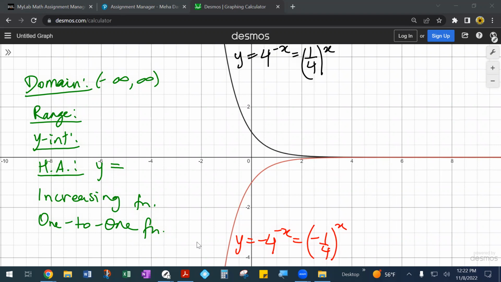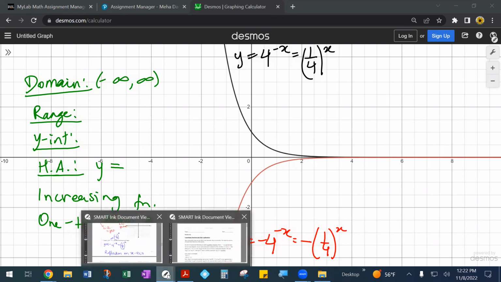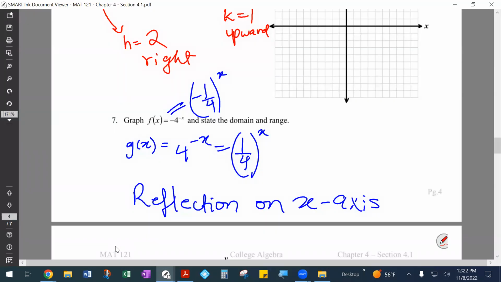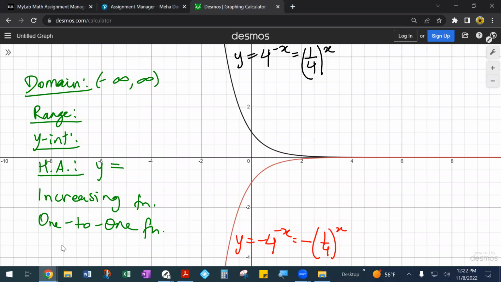Actually, I just realized. Negative is on the opposite. Because if you wanted to include the negative with the base, I would have put the negative 4 in parentheses. So the negative is actually outside and then the base is just 1/4 to the power of x. So for the red function, is our domain still negative infinity to positive infinity for the x values?